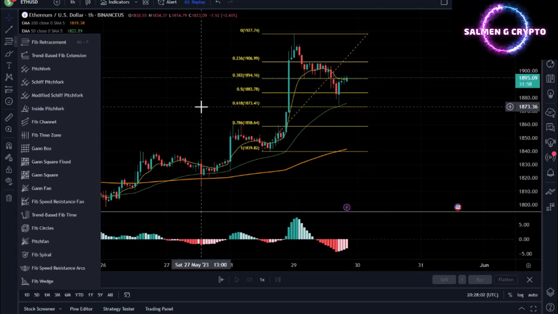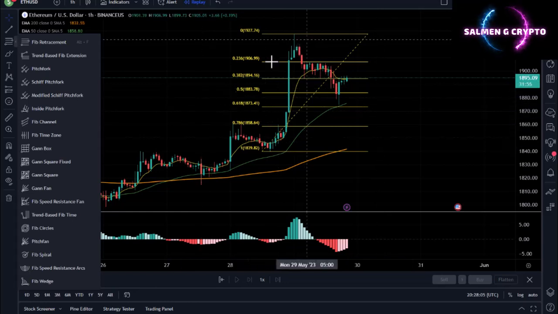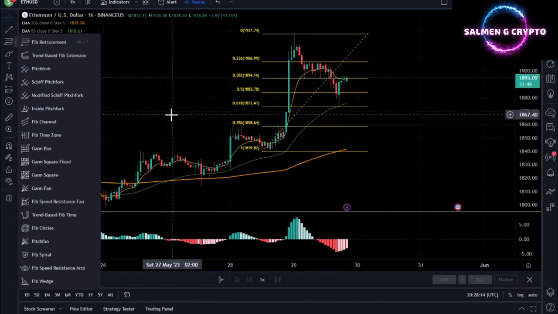There are a few things that you need to be aware of. This strategy doesn't work on V recovery shape, and I'm gonna show you one example.